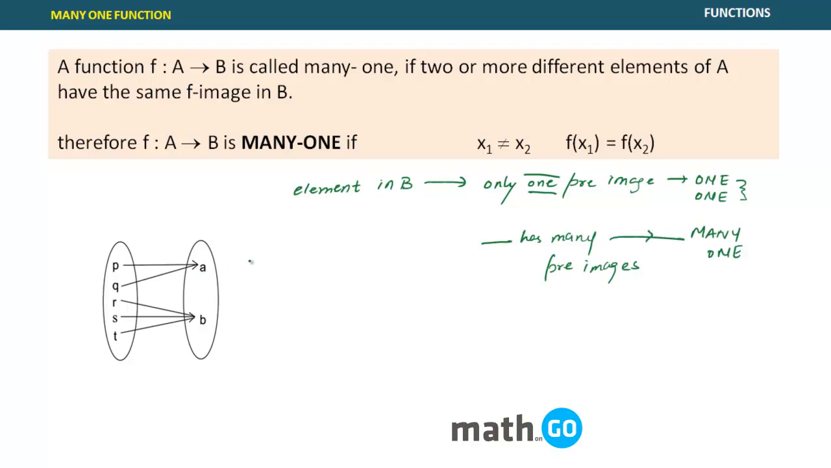So A here has two preimages. So immediately I can say this is not a one-one function, right? Similarly, B here has even more than two. So B has three preimages, right? So that is the reason I would say this function is a many-one function. So many-one is nothing but the reverse of a one-one function. Got it?